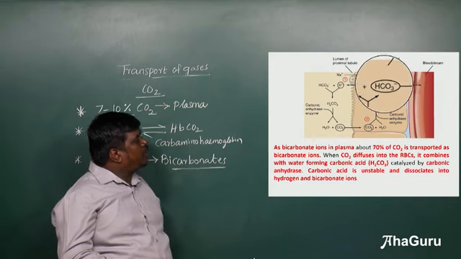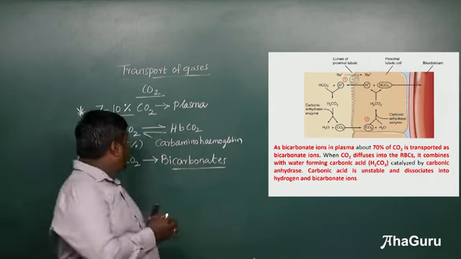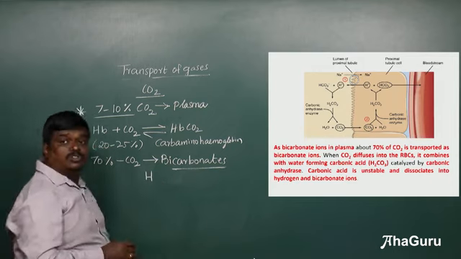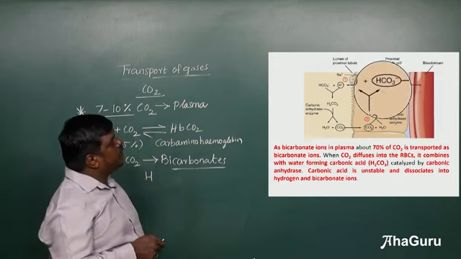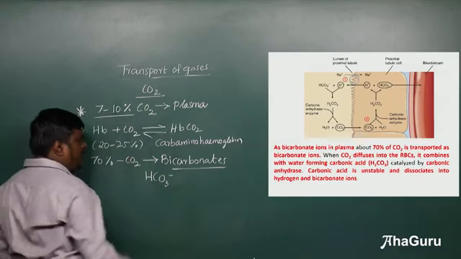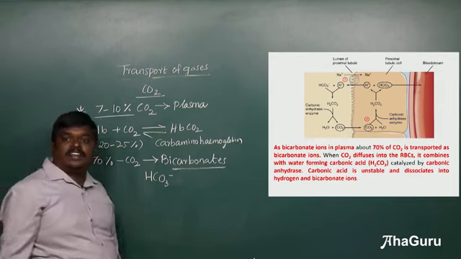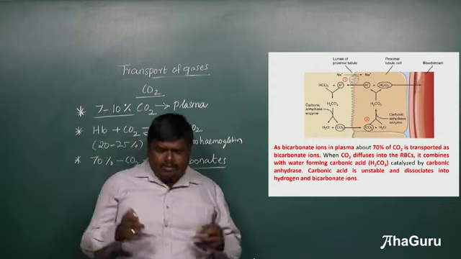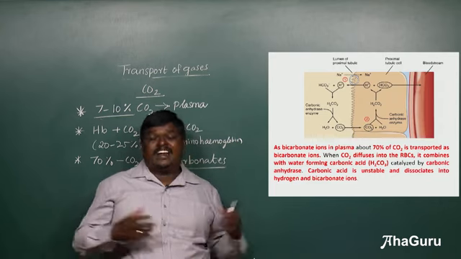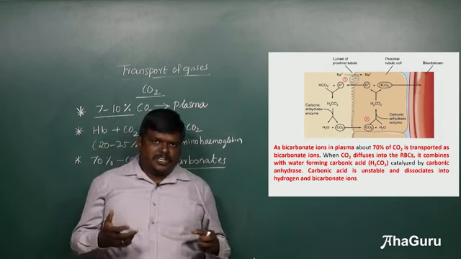So in the form of bicarbonate, HCO3, 70 percent of carbon dioxide is transported. You can see it here, HCO3. In the form of bicarbonate ions, 70 percent of carbon dioxide is transported. So this is how the transportation of oxygen and the transportation of carbon dioxide occurs in our body. This is about the transportation of gases.